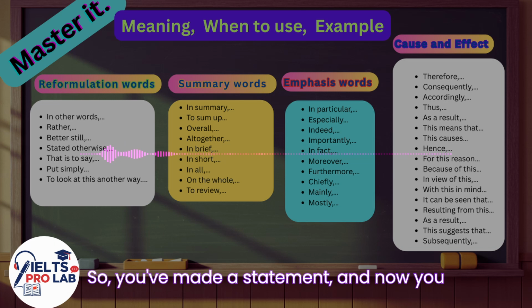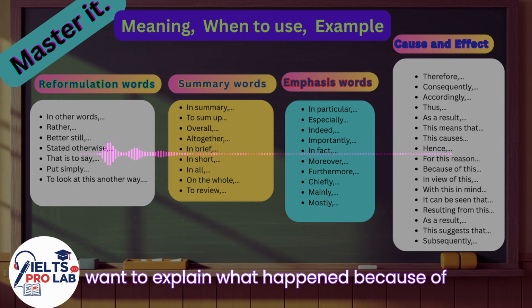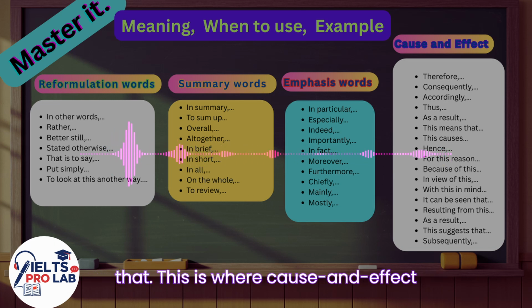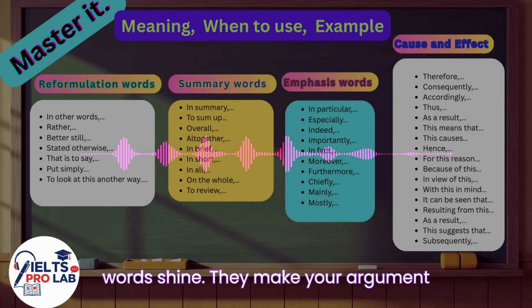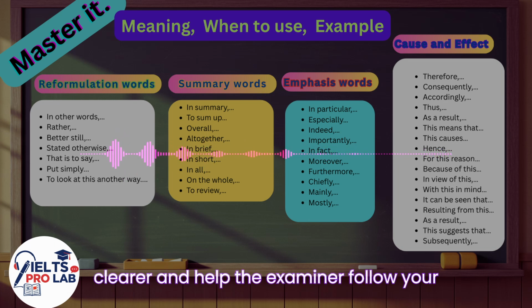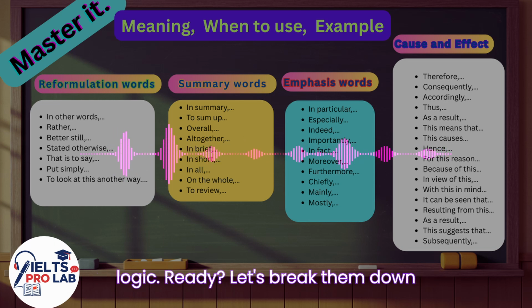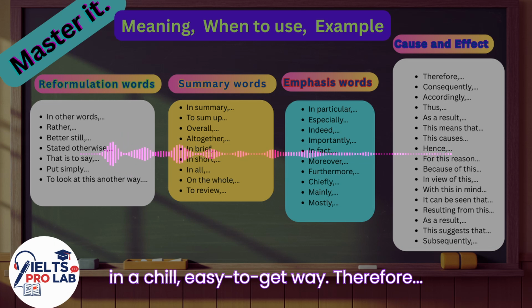So, you've made a statement, and now you want to explain what happened because of that. This is where cause and effect words shine. They make your argument clearer and help the examiner follow your logic. Ready? Let's break them down in a chill, easy-to-get way.